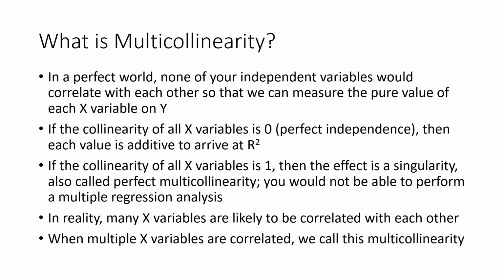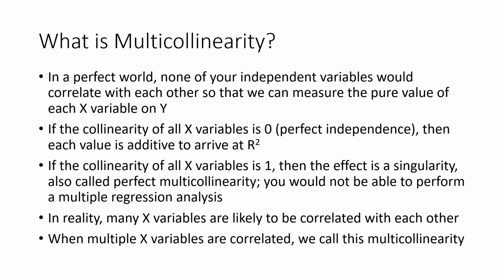The last concept I want to talk to you about in relation to multiple regression in part 2 of this lecture series is the idea of multicollinearity. It's a big word. So what does it mean, multicollinearity? Now, in a perfect world, in an ideal world, none of your independent variables would be correlated with each other. And this way we can measure the pure impact of each x variable on y. But of course we don't live in a perfect world. X variables, your independent variables, may well be correlated with each other.